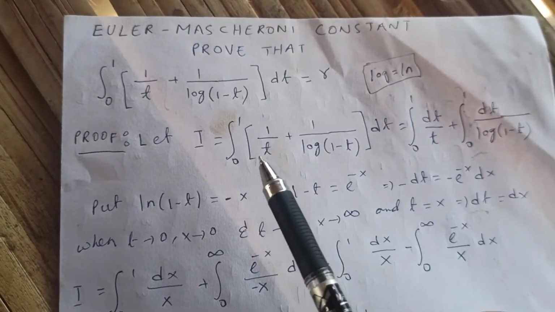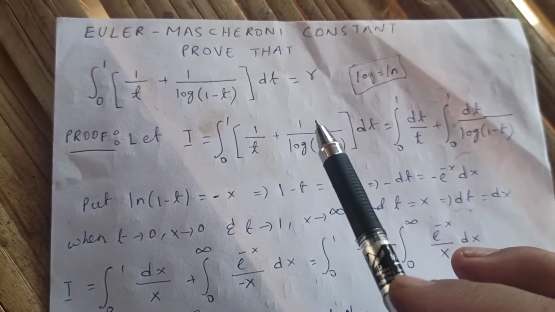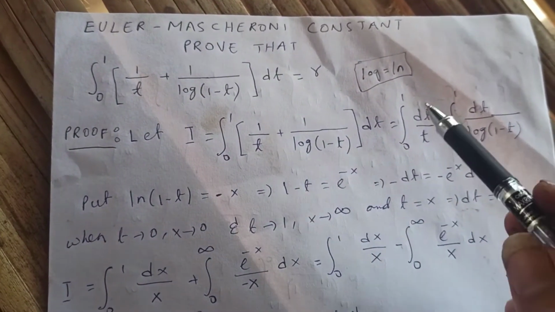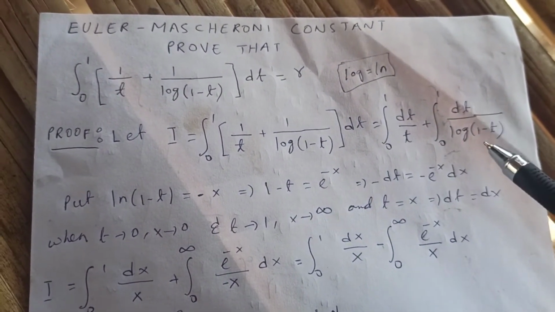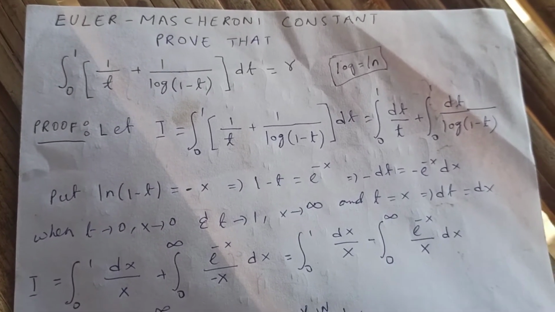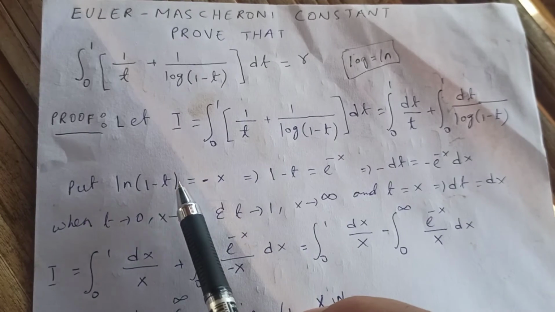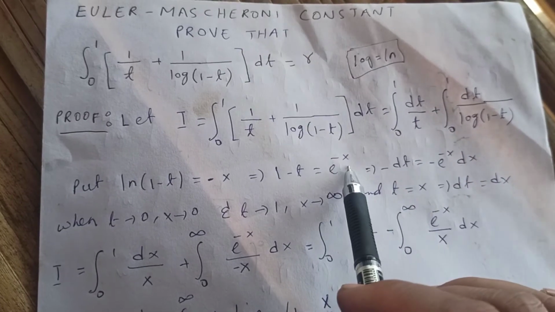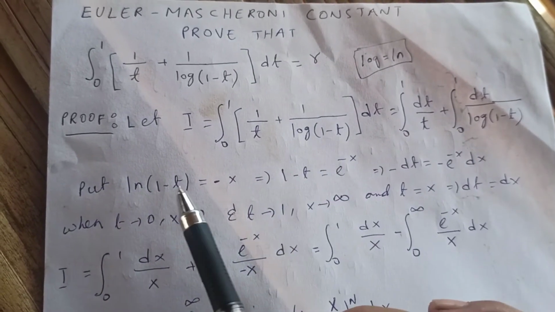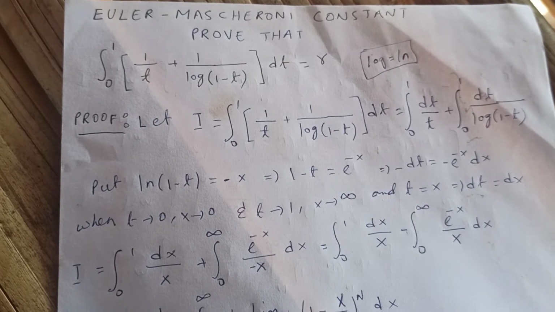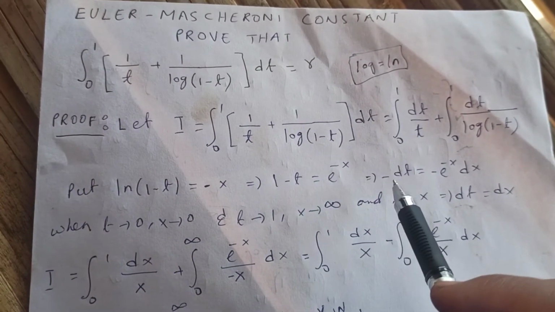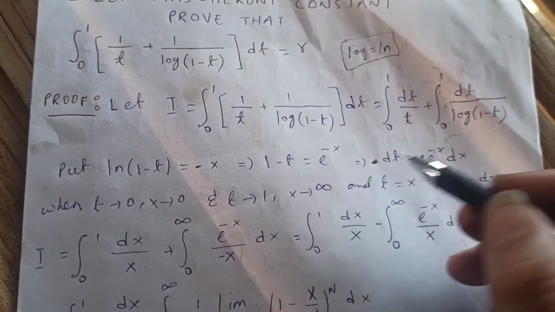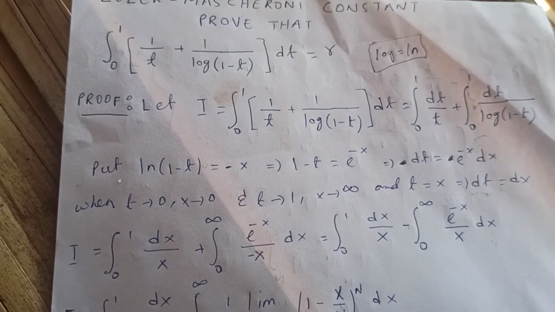Now let our integral be I, then I is the integral from 0 to 1 of (1/t + 1/log(1 - t)) dt. Now separate them: the integral from 0 to 1 of dt/t plus the integral from 0 to 1 of dt/log(1 - t). Now put log(1 - t) equal to negative x, which implies that 1 - t is e to the negative x. This is the relation between the exponential and the natural logarithm. If you differentiate, negative dt is negative e to the negative x dx. So the negatives cancel out already, right?